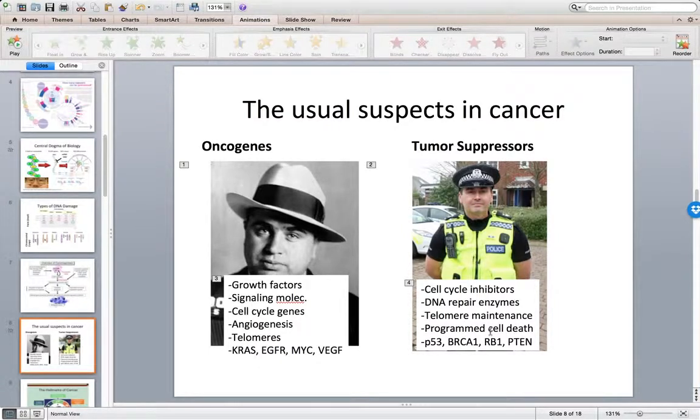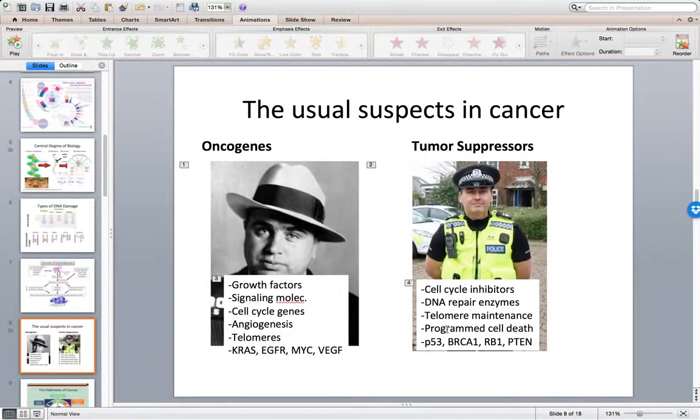What is apoptosis? It's programmed cell death. Apoptosis, programmed cell death. That is basically your cell committing suicide. What happens, though, is you lose those things.